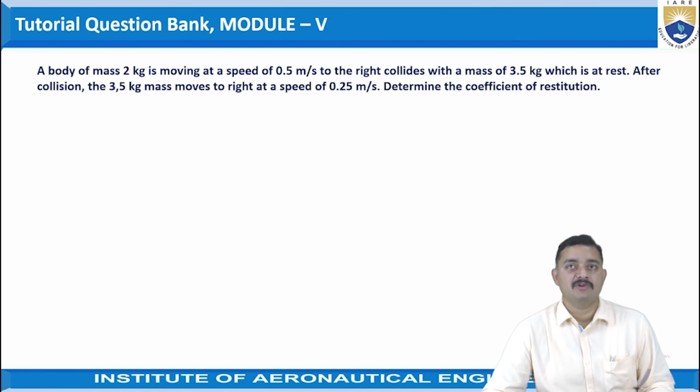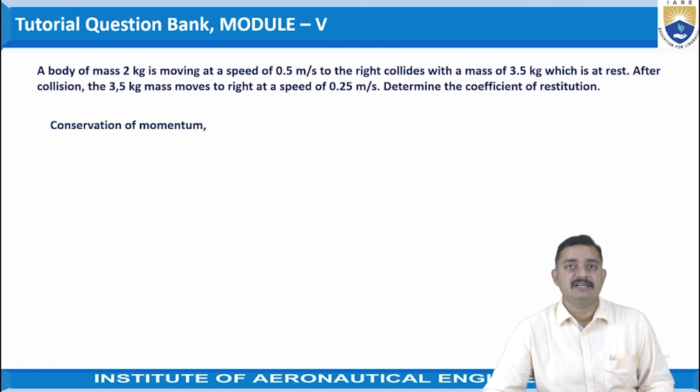Now coming to the next problem. A body of mass 2 kg is moving at a speed of 0.5 meters per second to the right, collides with a mass of 3.5 kg which is at rest. After collision, the 3.5 kg mass moves to the right at a speed of 0.25 meters per second. Determine the coefficient of restitution.